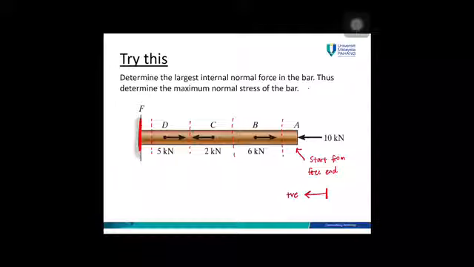Do the same steps. Calculate the internal forces, and calculate the stress for each segment and then determine the maximum. For this question, the maximum will be 88.419 megapascal at segment... Please determine the segment. And then please check your answer with mine. This is my answer. Please check it.